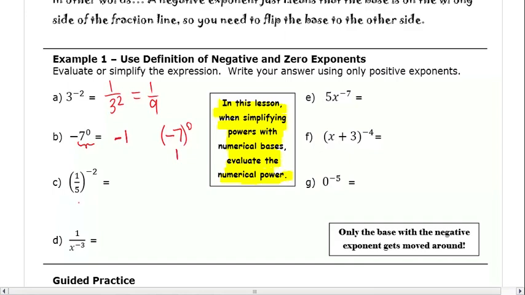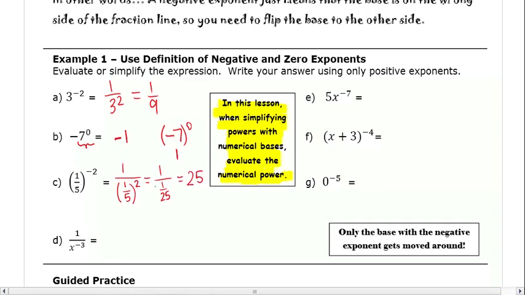Letter C, 2 ways to do this one. 1/5 to the power of negative 2 means we take that 1/5 and rewrite it on the bottom. So 1 over 1/5 squared. That could also mean 1 over power of a quotient here, so 1 over 1/25. But 1 divided by 1/25 is the same thing as 1 times the reciprocal, and that would just end up being a positive 25.